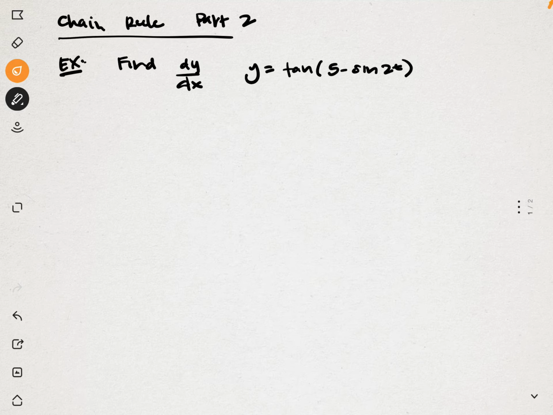All right, for this example, it says find the derivative of y with respect to x, if y equals tangent of 5 minus sine 2x. So we're going to do the derivative of y is going to be equal to, now follow me, this is an outside, right? And this is the inside, so we're going to do derivative of tangent is secant squared. The inside is going to stay the same.